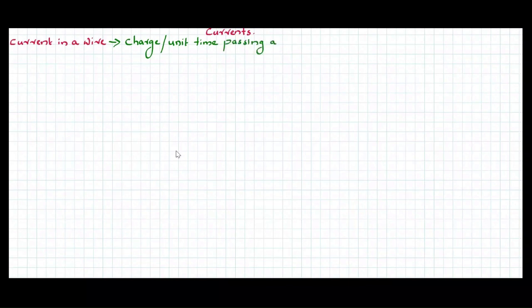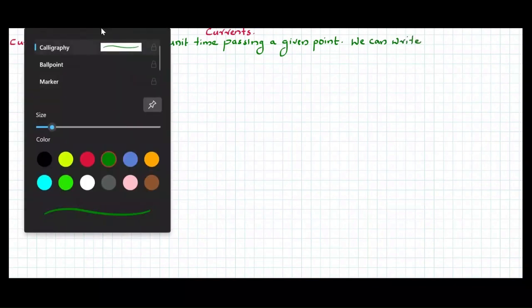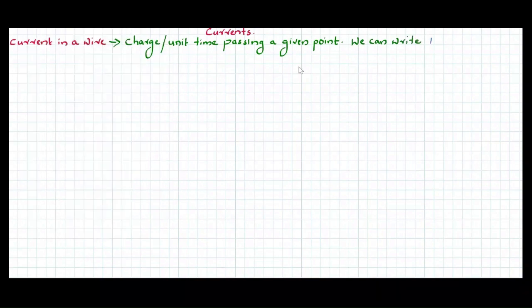The current in a wire is nothing but the charge per unit time passing a given point. We can write the current I as dq by dt. I is equal to dq by dt. It is the charge per unit time passing a given point.